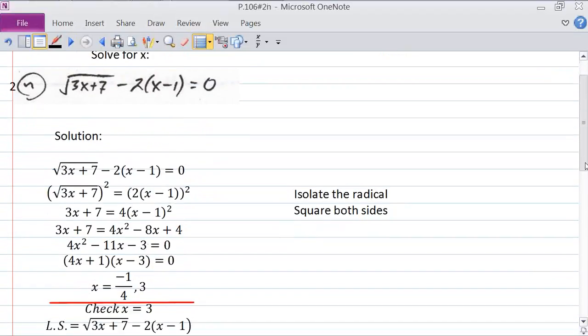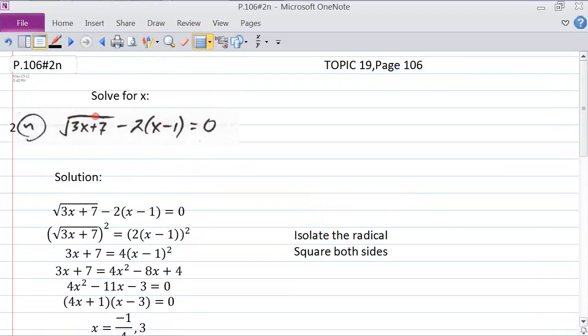Now, in this case, you can see what we're going to have to do. We're going to have to isolate the root, the radical sign here on one side, and move this over to the other side. That way, when we square this, we're going to come out with 3x plus 7. So, square root of 3x plus 7 minus 2x minus 1. The first thing is we transpose this from the left to the right, and we get this right over here.